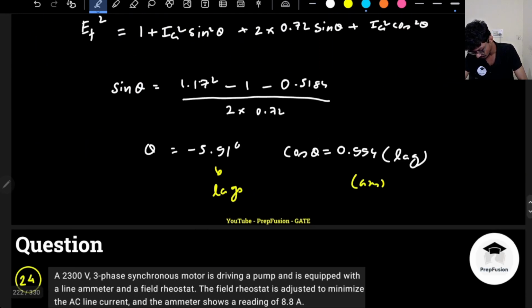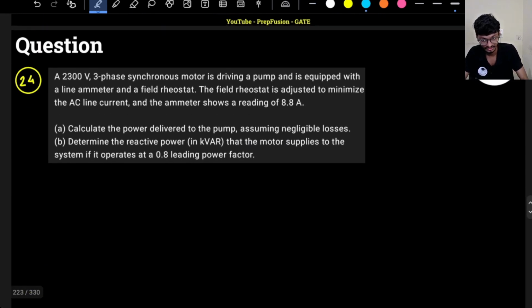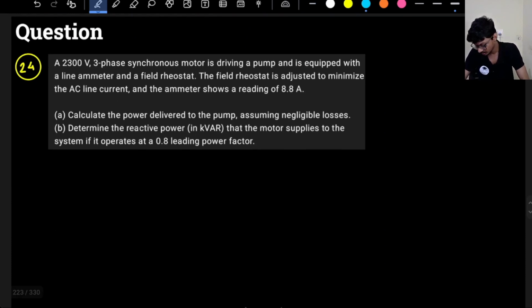Now let's solve this question. A lot of questions we are solving. I guess 2 more questions are left. After that we are done basically. So let's solve this question.